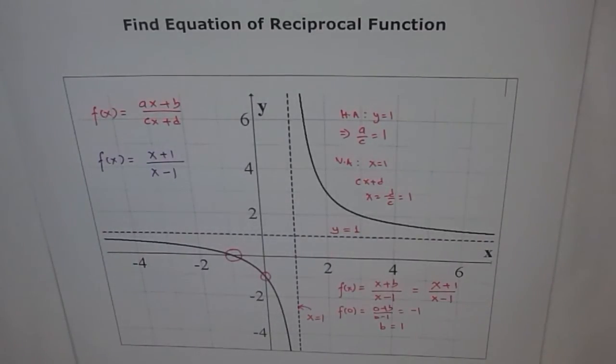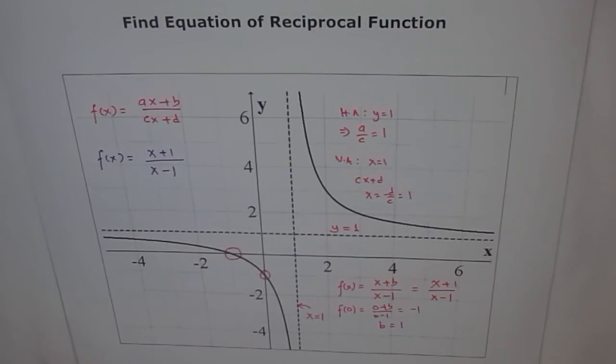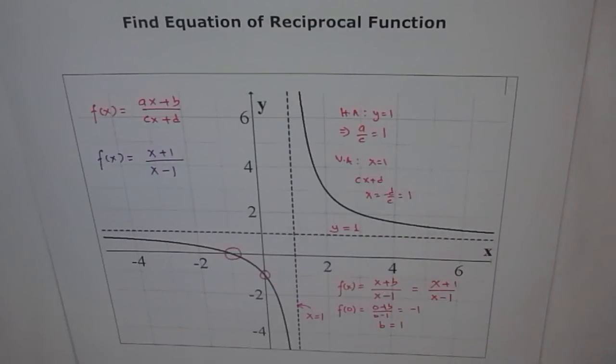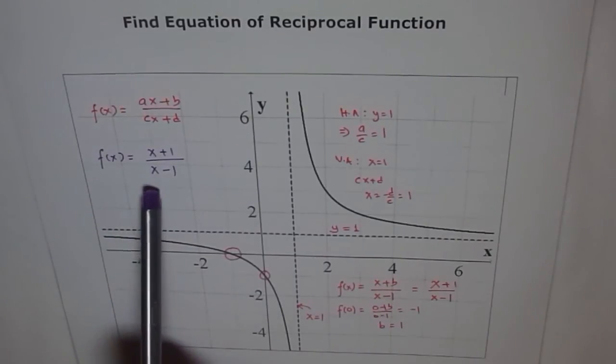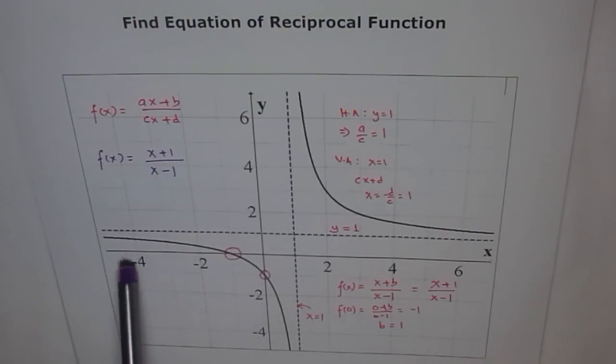We could have approached it in different ways, but the good part here is we have to take into consideration vertical and horizontal asymptotes. So let's check our equation in a different way. Do we get a vertical asymptote at x equals 1 from here? Yes, we do. Do we get a horizontal asymptote at y equals 1 from here? Yes. The coefficients of a and c are the same. So 1 over 1 is 1.